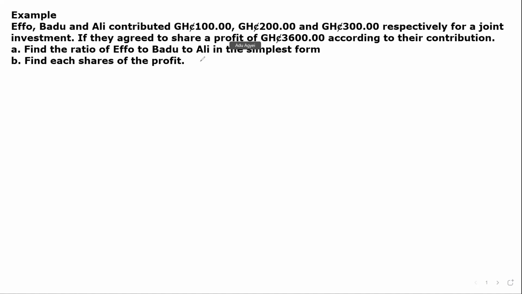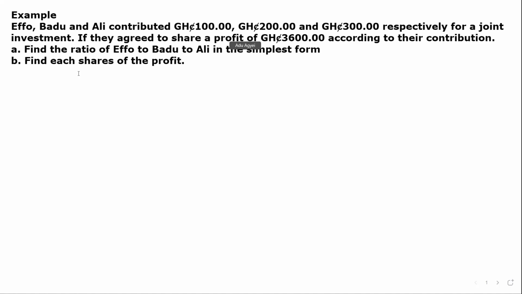So this time, they are not going to share the profit equally. They will base it on their contribution to share that. So that is why A instructed you to find the ratio of Efo to Badu to Ali. So you find the ratio of the amount of money contributed in simplest form. After then, use the ratio to share the profit among themselves. Okay, good.